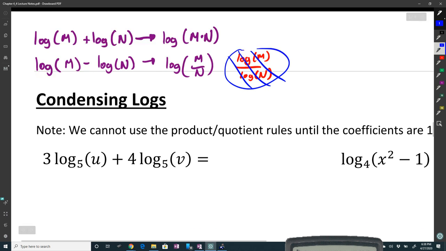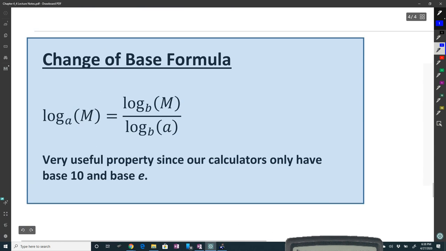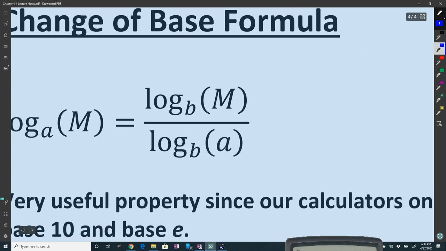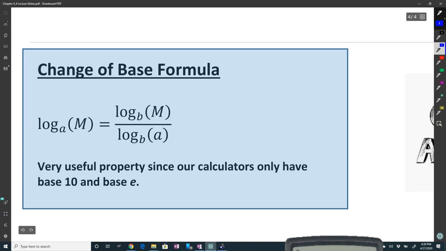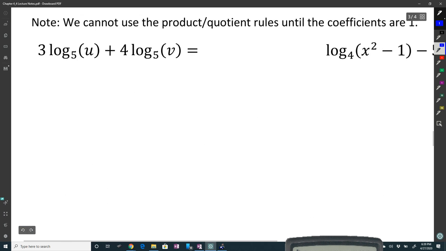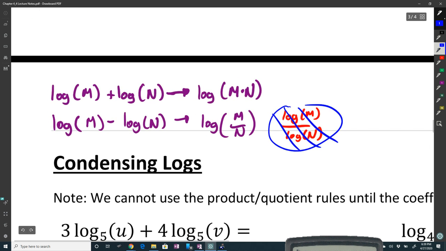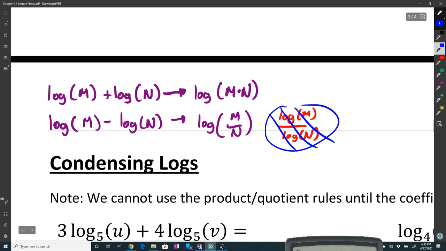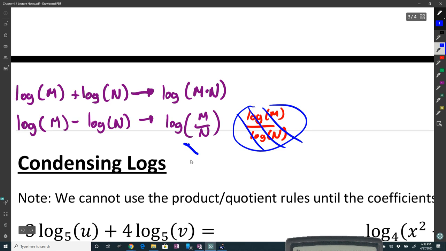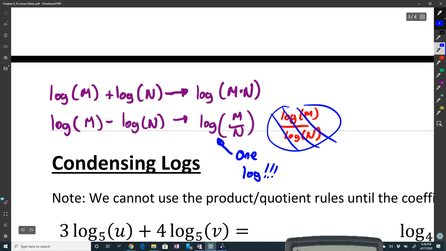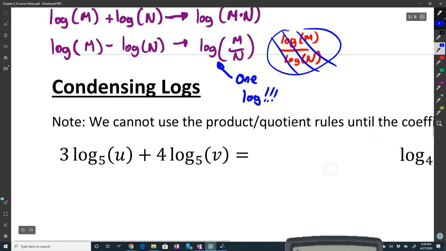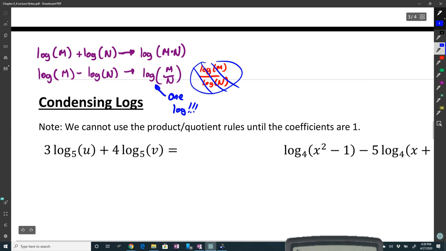All right? Now, if you look at the next page, you'll notice that there is a theorem that has log over log, which makes it even more confusing. So log over log is a thing, but it's not condensing a log. It's something else. So please don't write log over log. It's 1 log. Whenever you do the quotient rule, 2 logs become 1 log. All right. Anyway, let's get started.